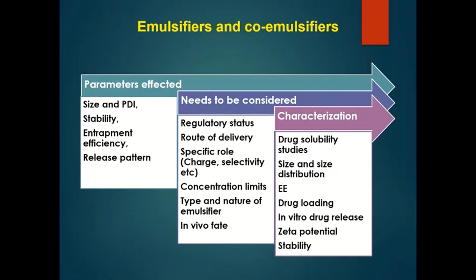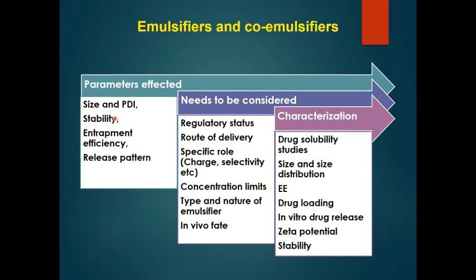And next, coming to the selection of emulsifiers and co-emulsifiers. As we already know, the role of this surfactant is to stabilize the system and control the particle size. So the parameters affected by the presence of these emulsifiers are size, PDI, particle size distribution, which is measured in terms of polydispersity index, stability, entrapment efficiency and release pattern. So we need to be very careful.